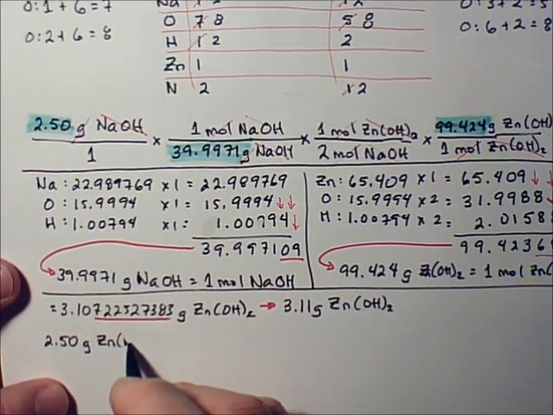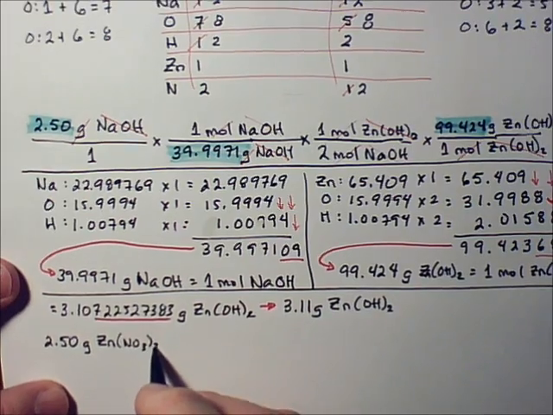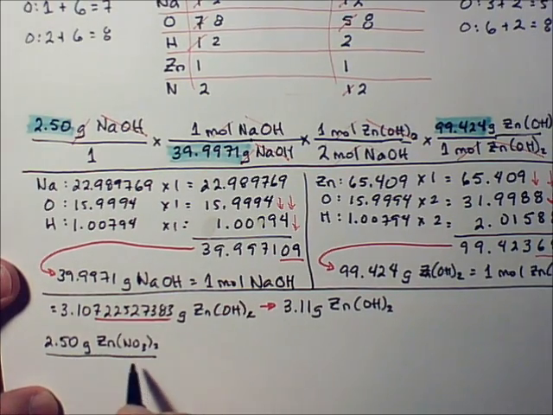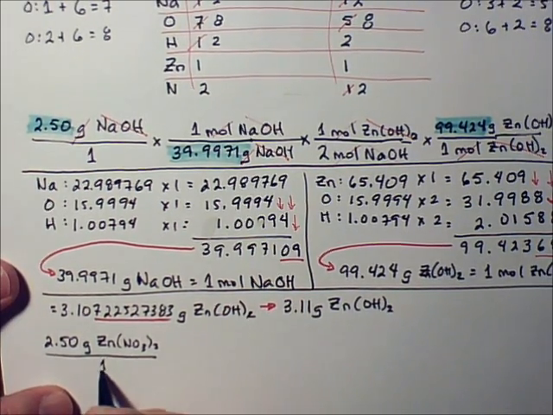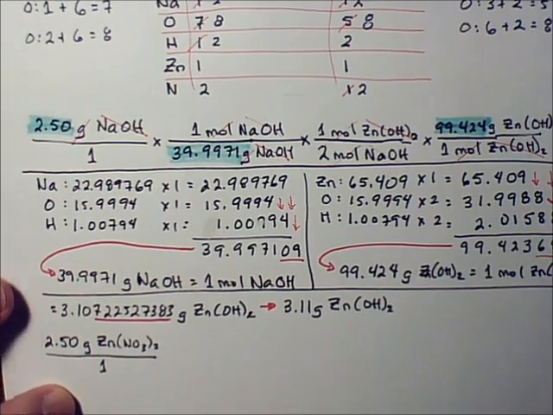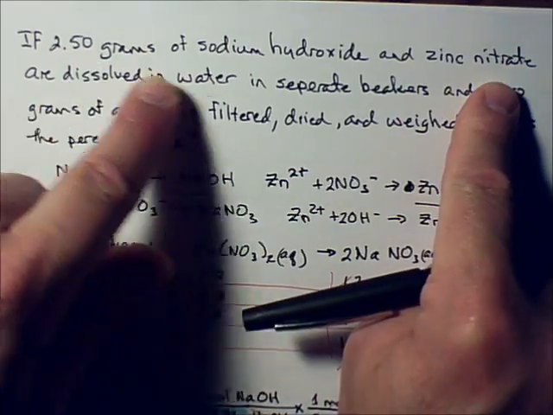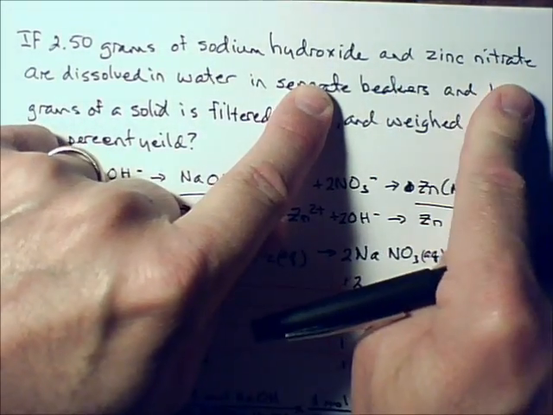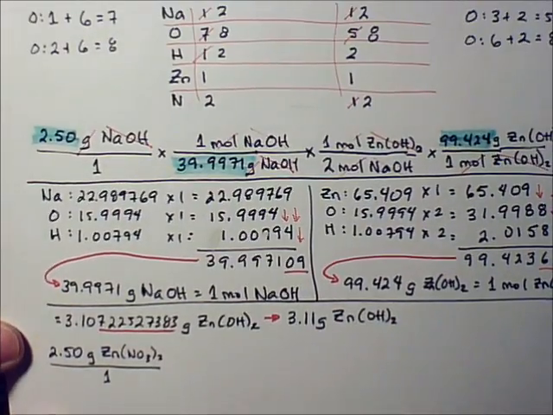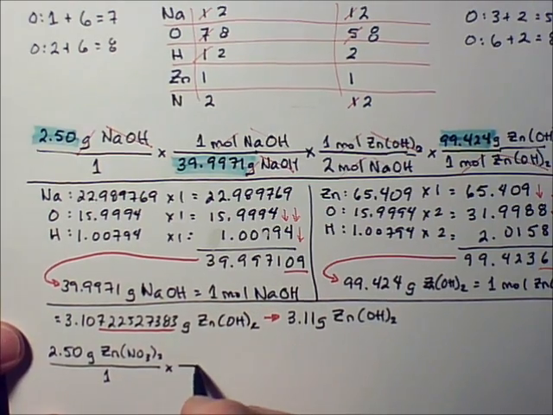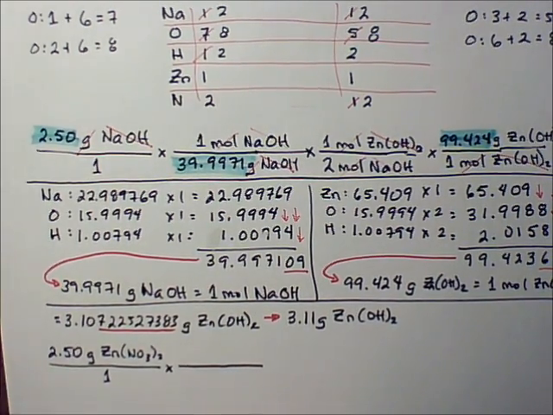Yep, same thing you did on the test last Tuesday. This is exactly what we did. Okay, so we're starting with 2.50 grams of zinc nitrate. We already did the sodium hydroxide. Now we're going to start with the zinc nitrate. Put that over 1. All right, I need a molar mass for zinc nitrate.